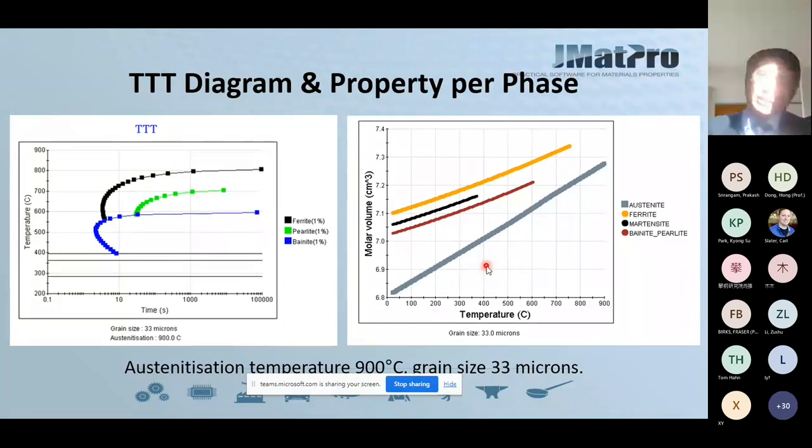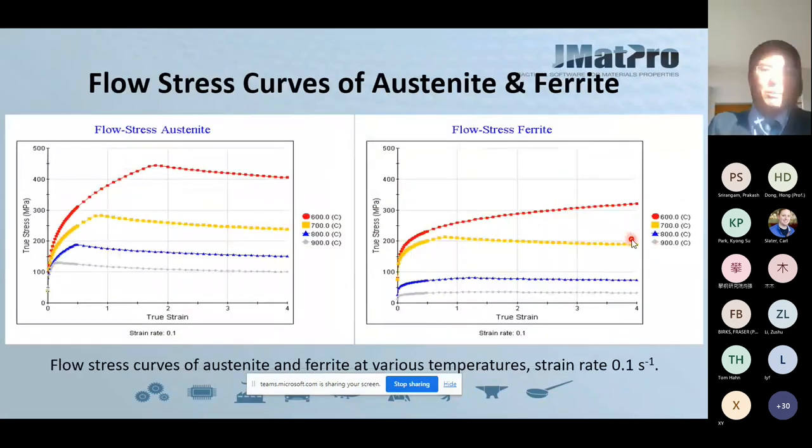It then also needs information per phase. Here I use the molar volume of austenite, ferrite, martensite, and bainite as an example. Of course, you can get this kind of per-phase information for other properties like thermal conductivity, and so on and so forth. In terms of mechanical properties, it requires flow stress curves. And here I showed two examples.